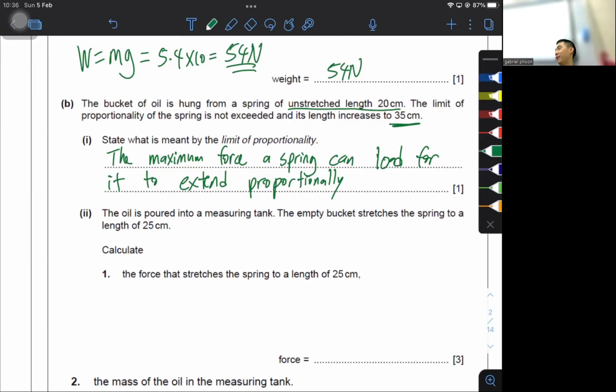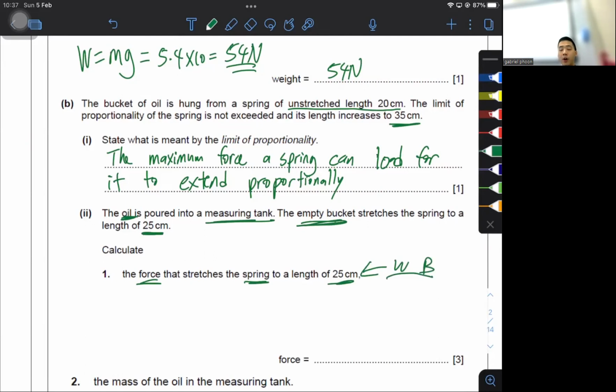Then this question, which I've been walking around, seeing everyone do a very funny answer. Guys, for this question here, the next part here, it says that the oil is poured into a measuring tank. The empty bucket right now stretches the spring to a length of 25 cm. They want you to calculate the force that stretches the spring into 25 cm. In other words, they want you to find the weight of the bucket, right? You are finding the weight of the bucket in this scenario here.